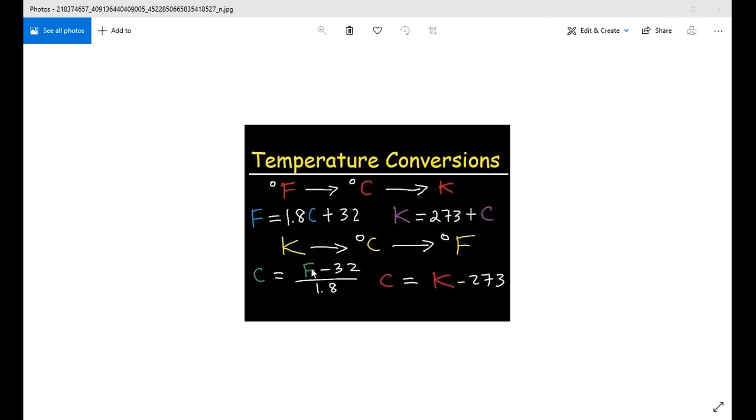So 108 minus 32. 108 minus 32, that is 76, yes, divided by 1.8. 76 divided by 1.8, that is 42 degrees Celsius, okay? So 108 degrees Fahrenheit is the same thing as 42 degrees Celsius. So you have heat stroke.